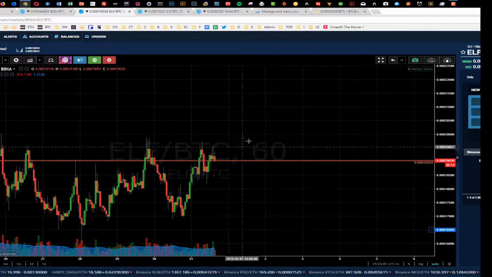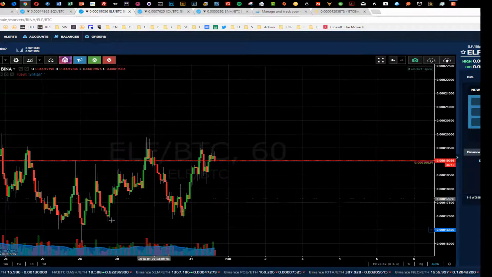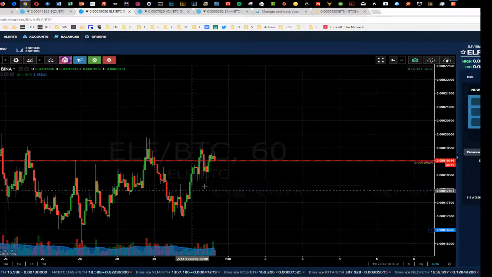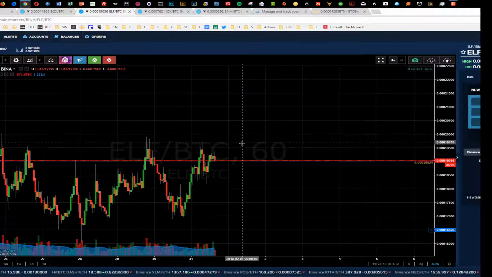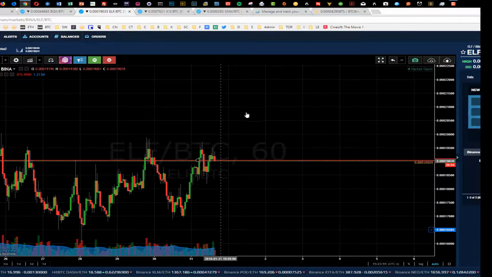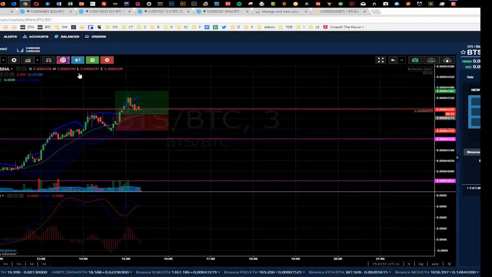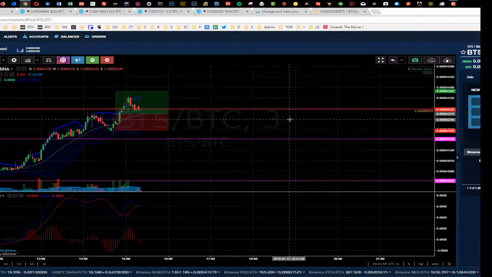The trend is going up from where it's been. So it's on an upward trend, and we expect that to continue. I might be in this for another couple hours, or it might just spike up. Okay, let's go back to BTS.